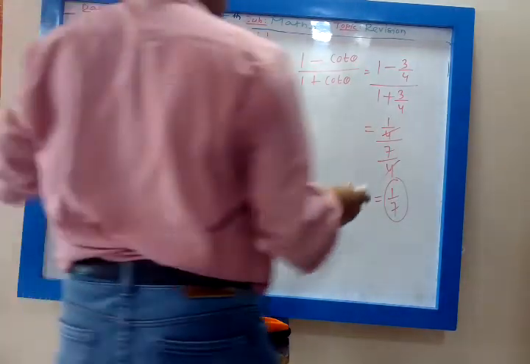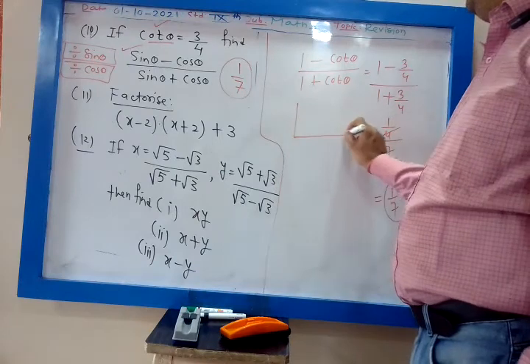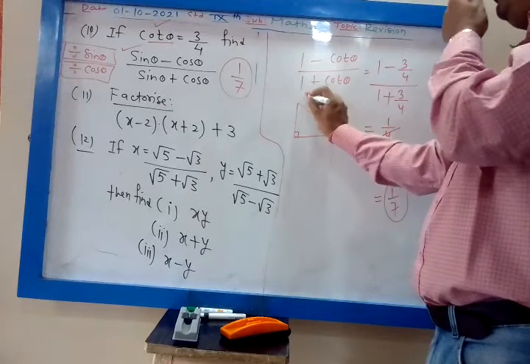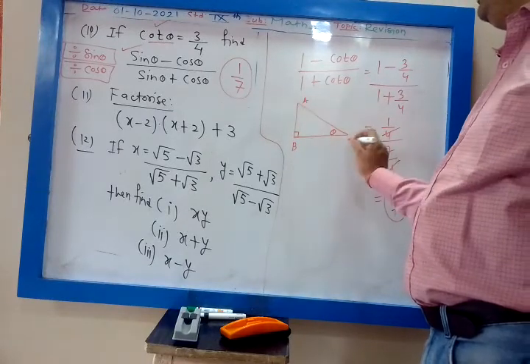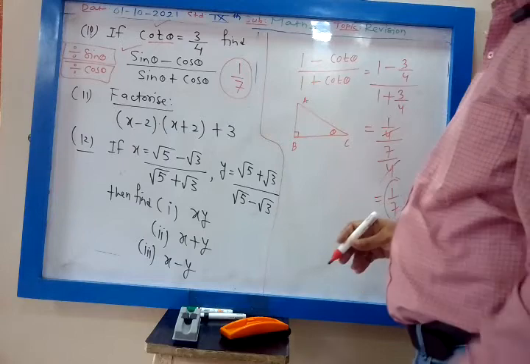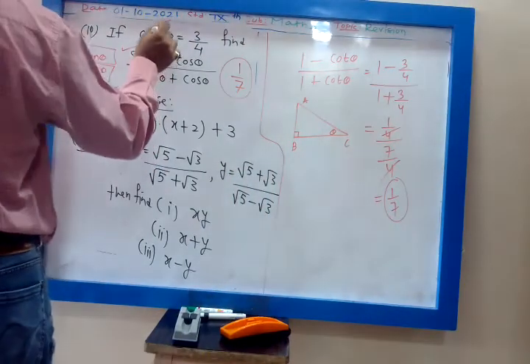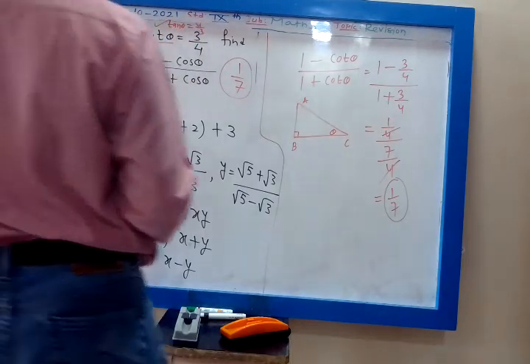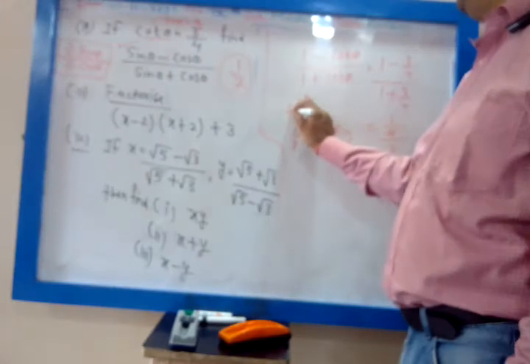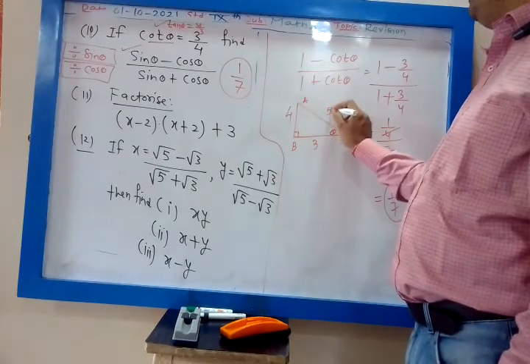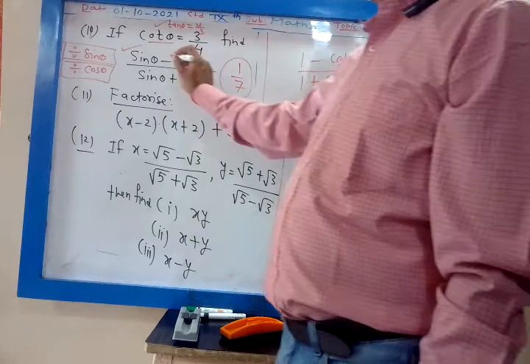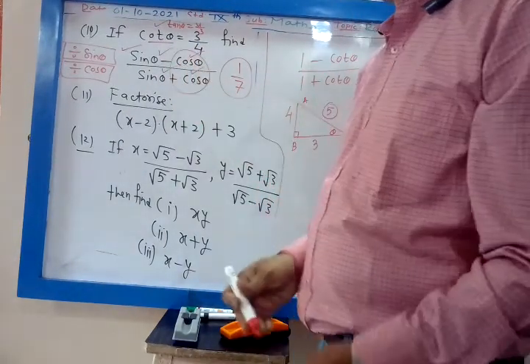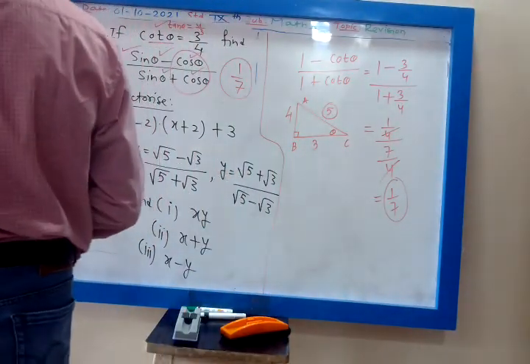The other way is, you have to draw the diagram. This is my theta. Tan theta is given, triangle ABC. Cot theta is given, so you can find tan theta, that is 4/3. What is tan theta? Opposite upon adjacent. This is 4, this is 3. Use the Pythagoras theorem, you will get 5. Then you find sin theta and cos theta, substitute the values, simplify, and you will get the answer. Chalo, what is the answer of 11?